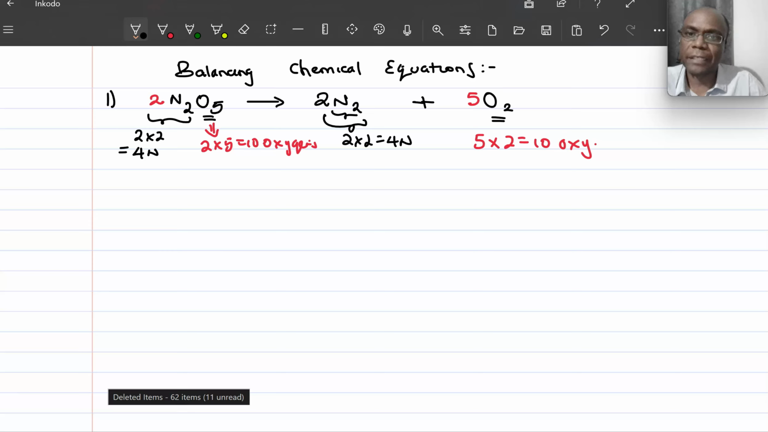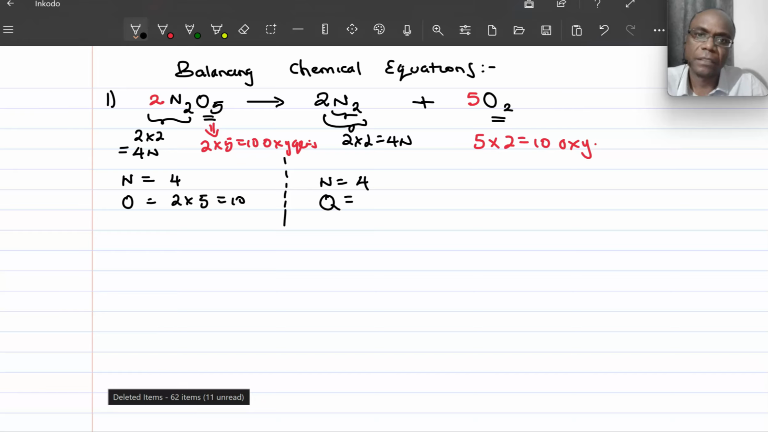Now I come back and inspect on the left side. How many nitrogens? 4. How many oxygens? 2 times 5, 10. Okay, come here. How many nitrogens? 2 times 2, 4. How many oxygens? Oxygens will be 5 times 2, 10.